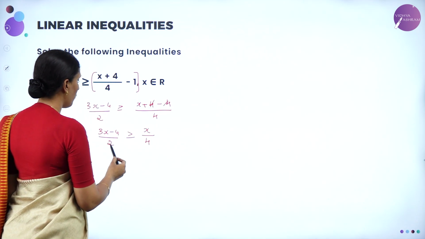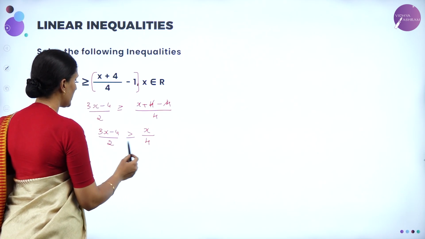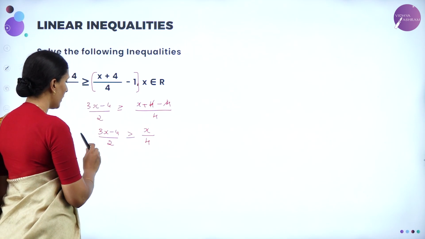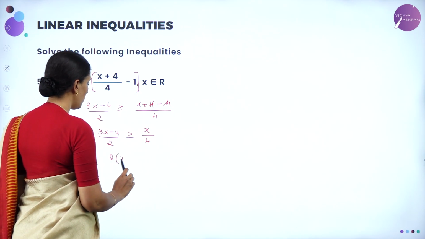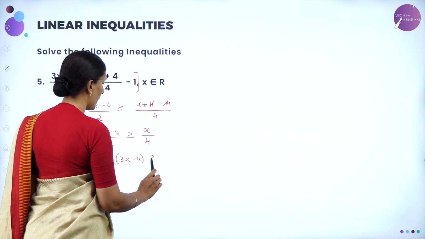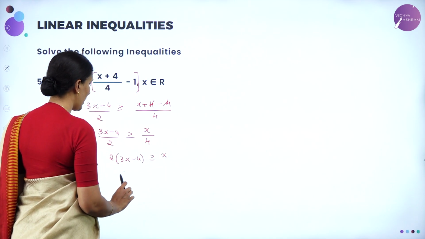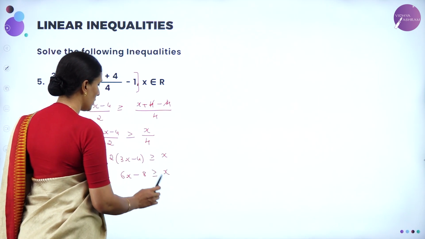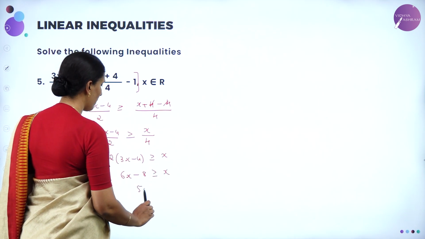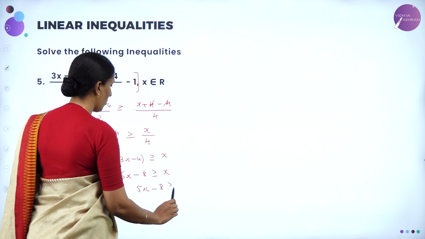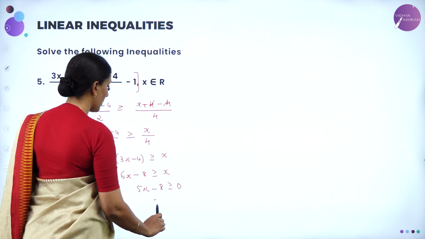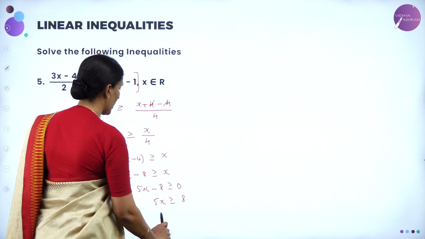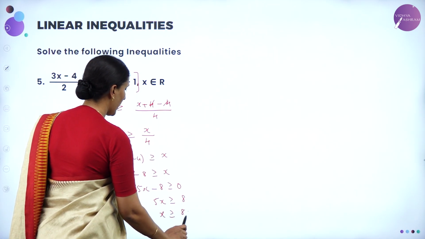Let's take the LCM of 2 and 4 here. The LCM is 4. We'll multiply 4 on both sides. Then here we are left with 2 into 3x minus 4 greater than or equal to x. Next we have 6x minus 8 greater than or equal to x. Subtract x, then we'll get 5x minus 8 greater than or equal to 0. Add 8, then we'll get 5x greater than or equal to 8. So, here we get x greater than or equal to 8 by 5.